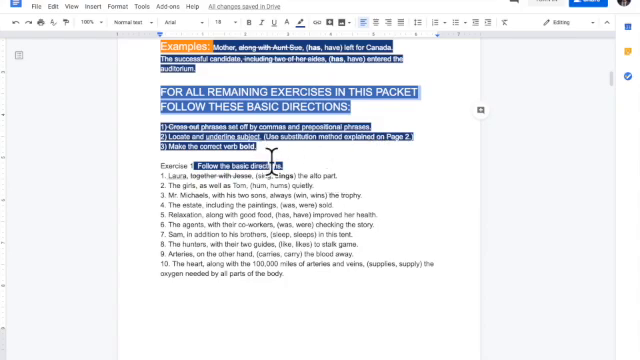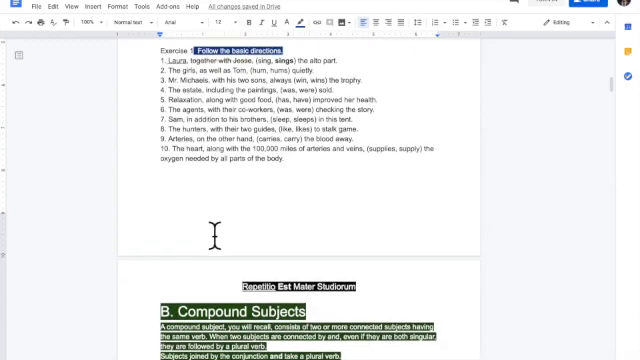Okay, that's in the other packet. Make the correct verb bold. Okay? And so like we did in this, basically it's Laura, we underline because it's the subject, together with Jesse, sings the alto part, because Laura is the subject. The girls, so what are we going to do here? I'm going to underline. I'm going to say, well, the girls are the subject, right? So they get an underline.